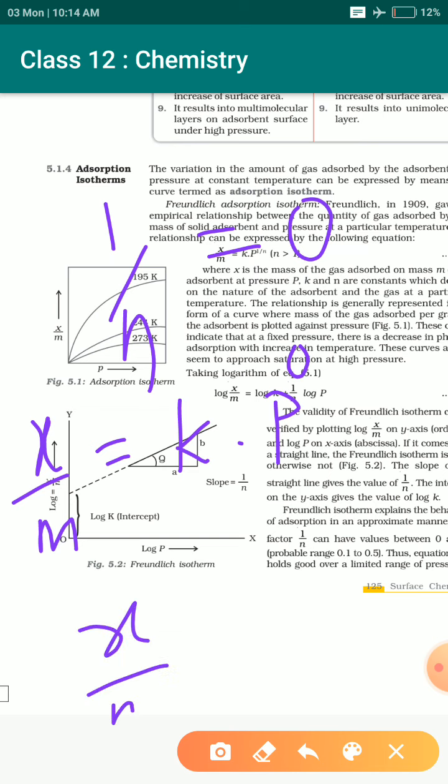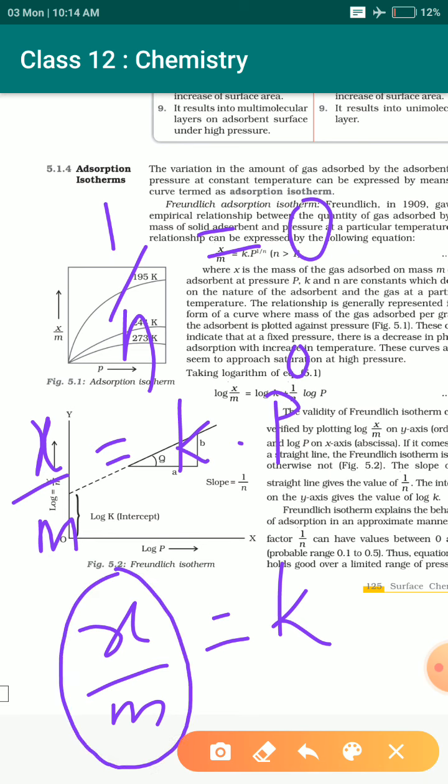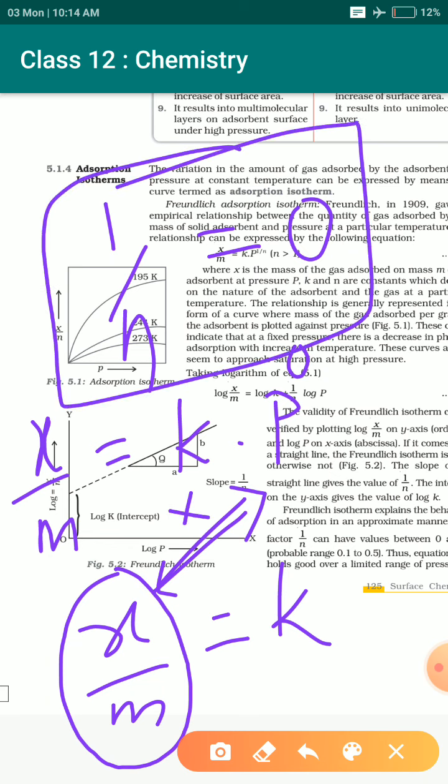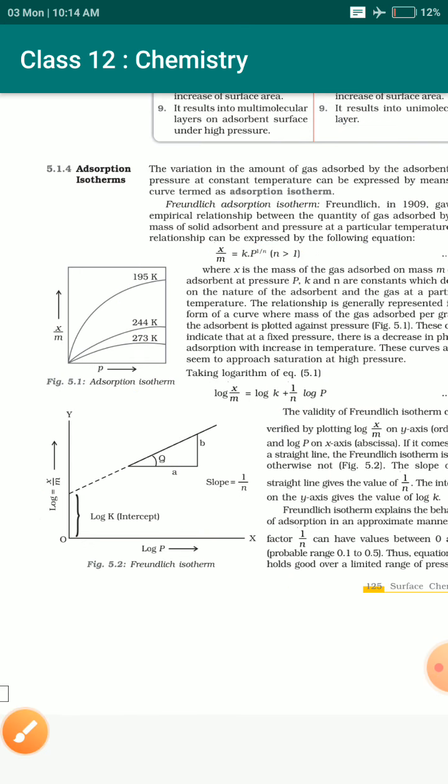1 by n equals 0 means x by m equals k. That means the adsorption process is independent of pressure. There will be no dependency on pressure when 1 by n is equal to 0. If 1 by n equals 0, it does not need to depend upon the pressure which is being used, right?